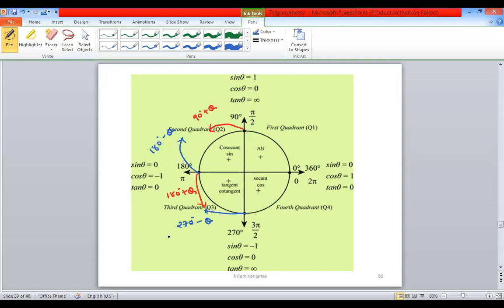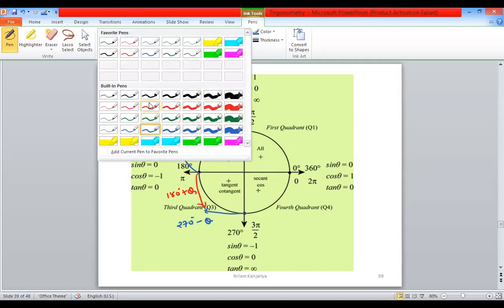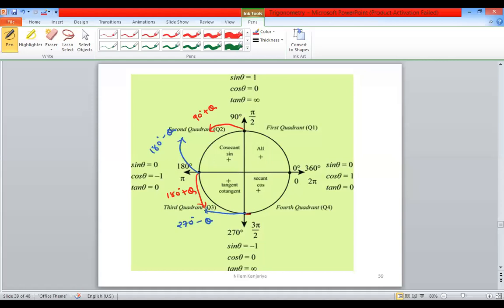So which two angles lie on the fourth quadrant? Now the student, if I'm moving from 270 to 360 degree, so definitely something will be added in the 270 degree and that is theta.